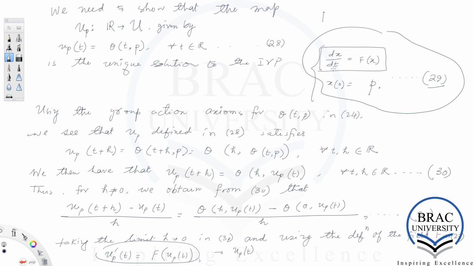And now let us see how this also satisfies the initial condition, because we see that u sub p of 0 is going to be theta of 0 comma p, right? And this is p from the first group action axiom, which means that u sub p of t solves this IVP.